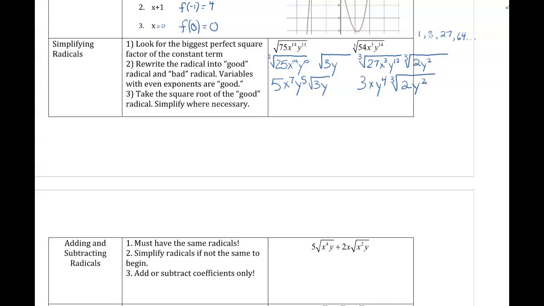And then you just bring your other term down. And that's it. It's fully simplified.